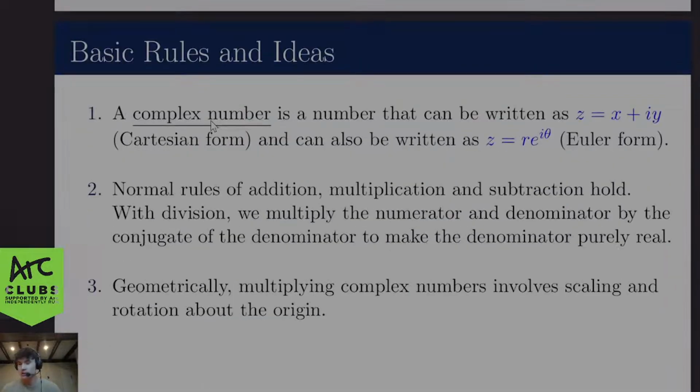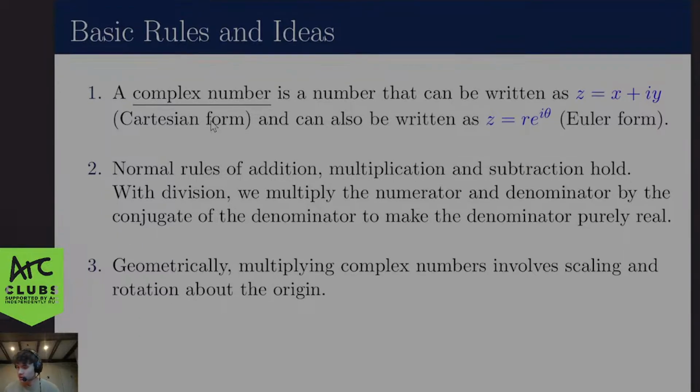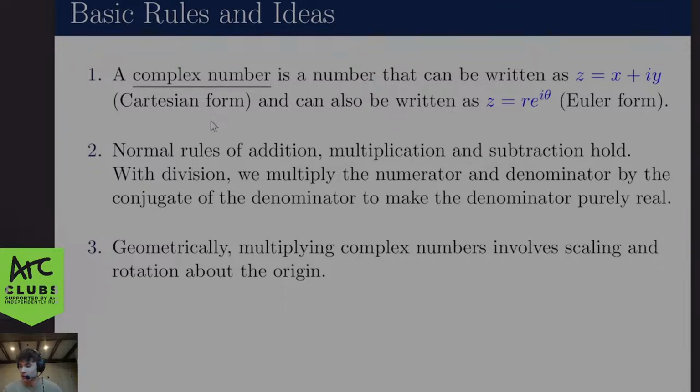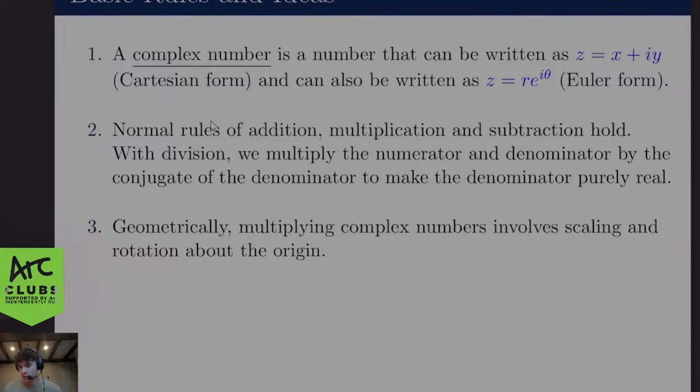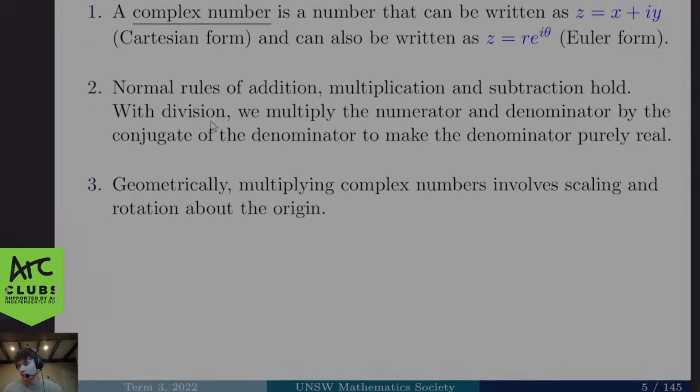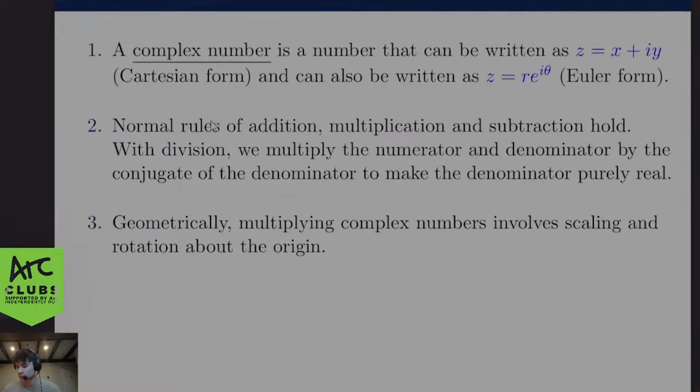Some basic rules and ideas. Our very first basic object is the complex number itself. We should know that it has 2 representations. We have a Cartesian form, which is z equals x plus iy, and we also have an Euler form, z equals r e to the i theta. Normal rules of addition, multiplication, and subtraction hold, and division's a little bit weirder. We'd have to multiply by the conjugate if we're doing it in Cartesian form, but we should have seen that before.